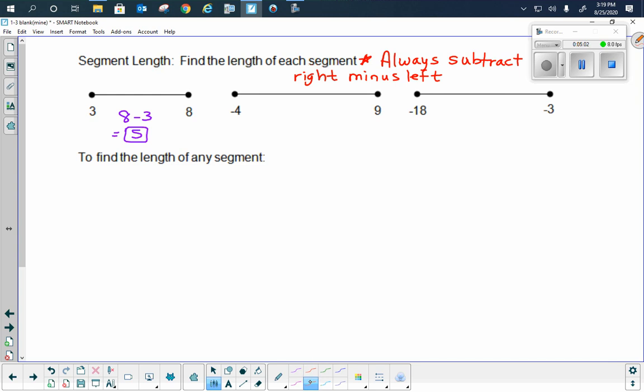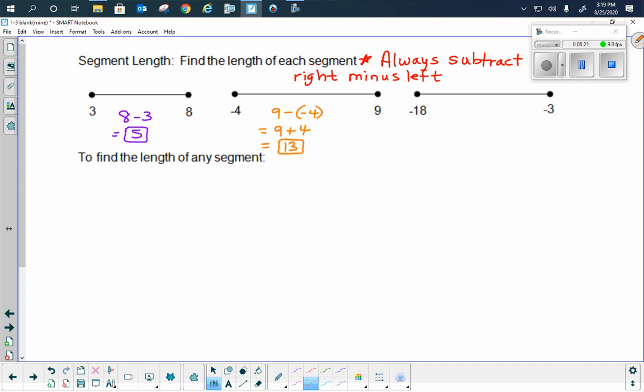All right, so for the next one then, if I say right, which would be 9, minus left, which is negative 4, when you have a negative number, you need to put that in parentheses. And then in your next line of work, minus minus turns into plus. So we're looking at 9 plus 4, which is 13.